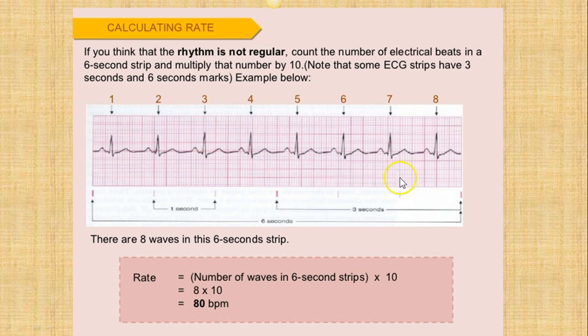What we're going to do is count the number of beats between these hash marks, just like we saw in the example that was going across the other screen. So here we have 1, 2, 3, 4, 5, 6, 7, 8. Then we count those 8. You can either add a 0 or multiply by 10. It comes out exactly the same. In this case, 8 times 10 is 80 beats per minute, or 8 and put a 0 after it. Again, we have 80 beats per minute.